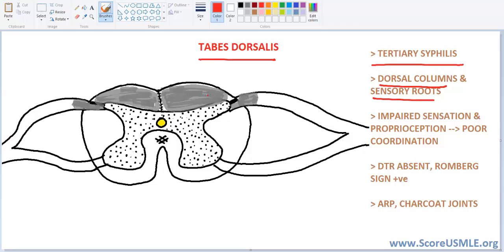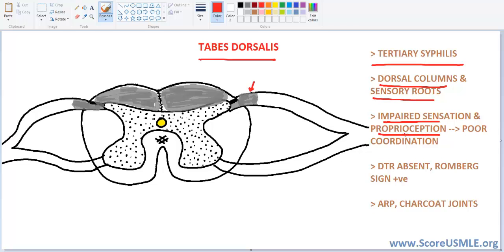So dorsal columns carry the discriminative touch, vibration, and proprioception, and the sensory roots bring in virtually every sensation to the spinal cord. So basically, the symptoms will be impaired sensation and proprioception. And if you remember, in the second video, I explained in detail how proprioception is the conscious input from the muscles and the joints of the body to the brain.